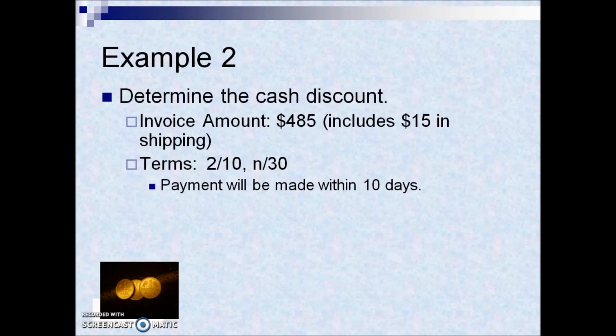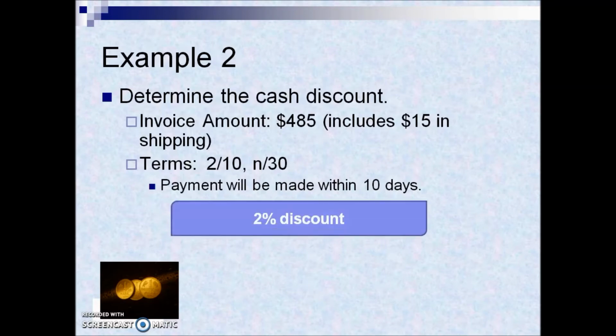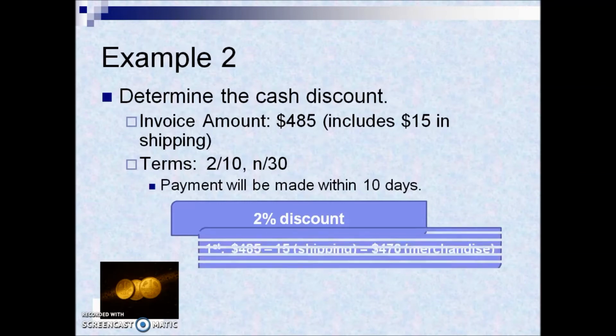Most businesses do not have control over shipping and handling costs, and so it's only on the items that have been purchased that the seller has control over a markup and is willing to reduce that markup amount with the terms given for a cash discount. Because they're paying within 10 days, they are eligible for the 2% discount.